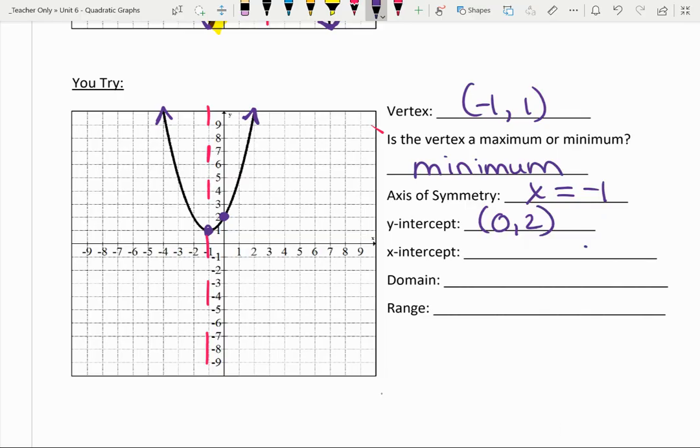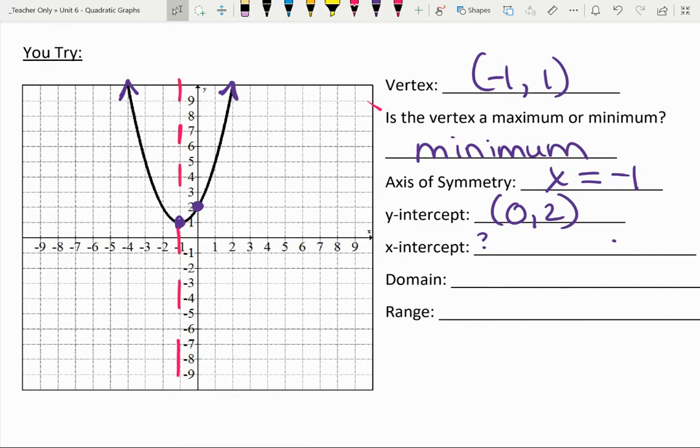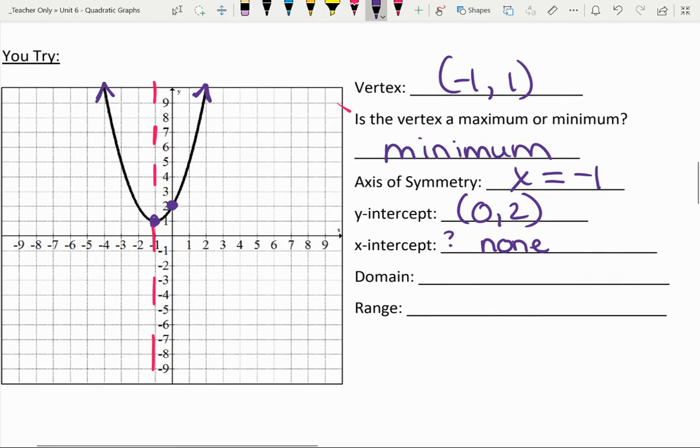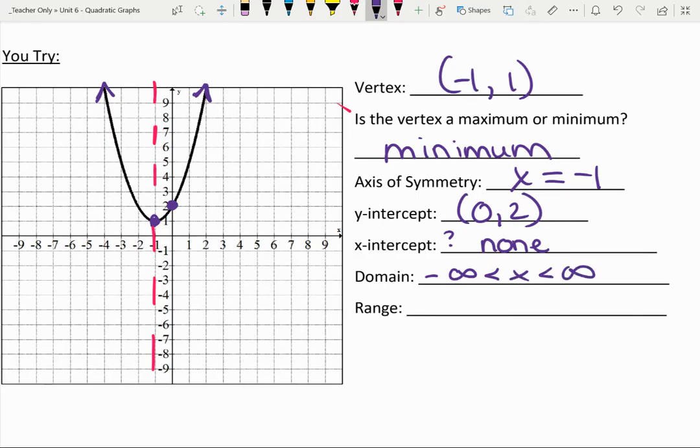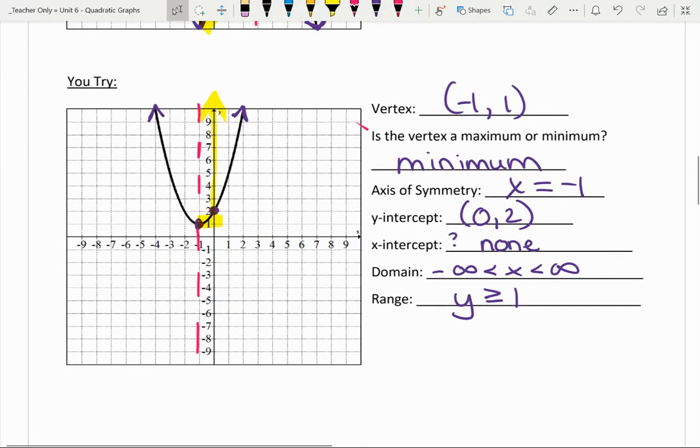Then our x-intercepts, we might have had a question mark about that because this does not cross the x-axis, and that's okay. We're going to talk more in a few weeks about what that actually means, that there is no x-intercept, but right now we're just going to say none. Our domain is every x value from -infinity to +infinity. It goes to the left and to the right forever. And then our range, our lowest point was 1, and then it goes up and up and up forever. So we should say y is greater than or equal to 1. So hopefully that went well.